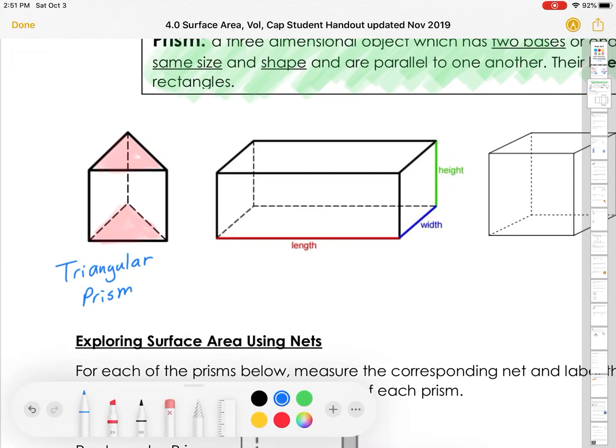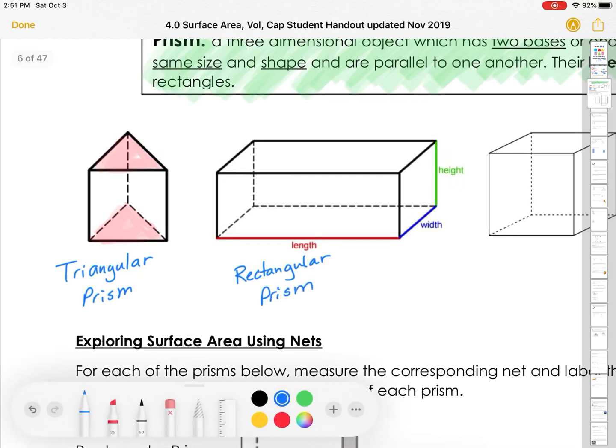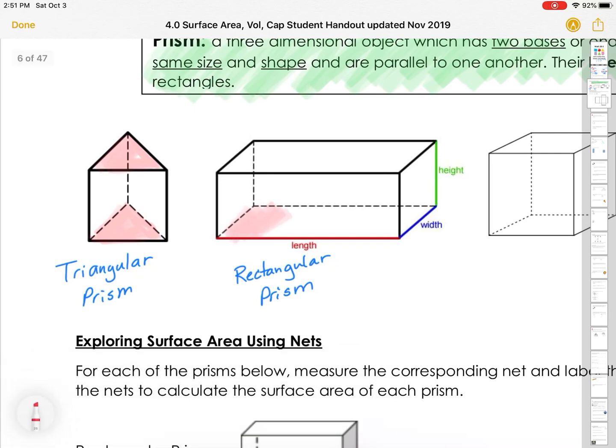We have a rectangular prism. In a rectangular prism, the faces on the top and the bottom are both rectangles. In fact, all sides of a rectangular prism are rectangles.